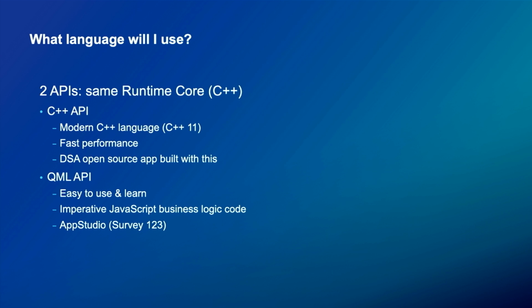So it's very powerful. And we also have our QML API, and QML is what AppStudio builds with, and Survey123 is built with AppStudio. So they utilize QML. It's very easy to learn. It's a declarative language that describes what the UI looks like, but then you can write imperative JavaScript code.